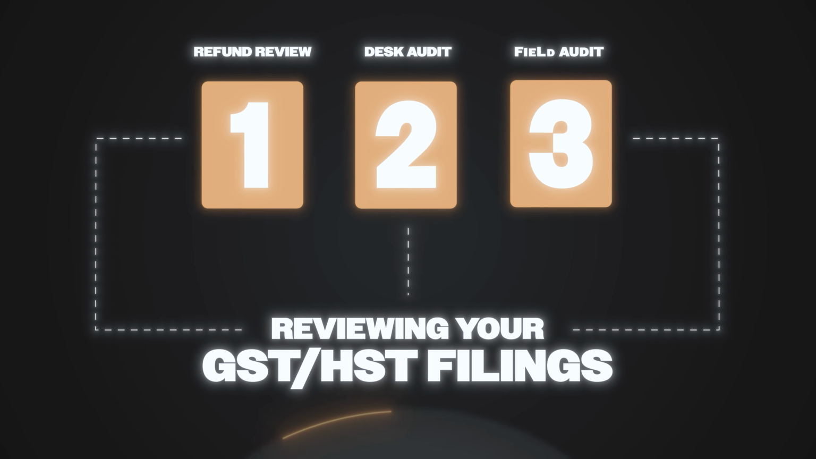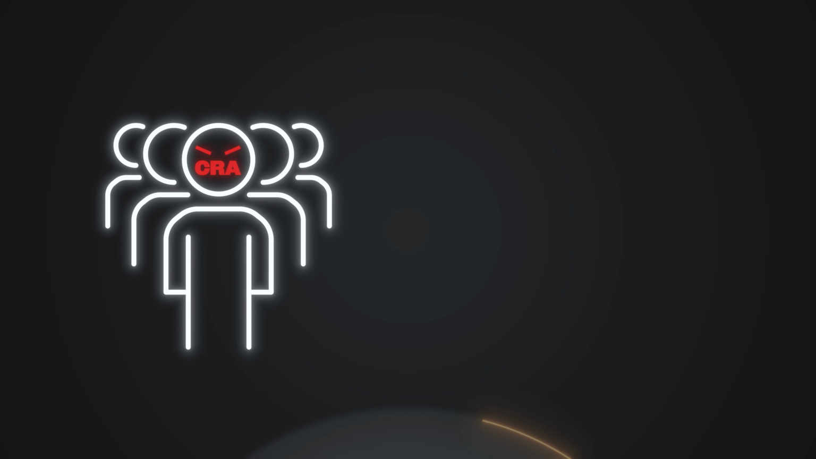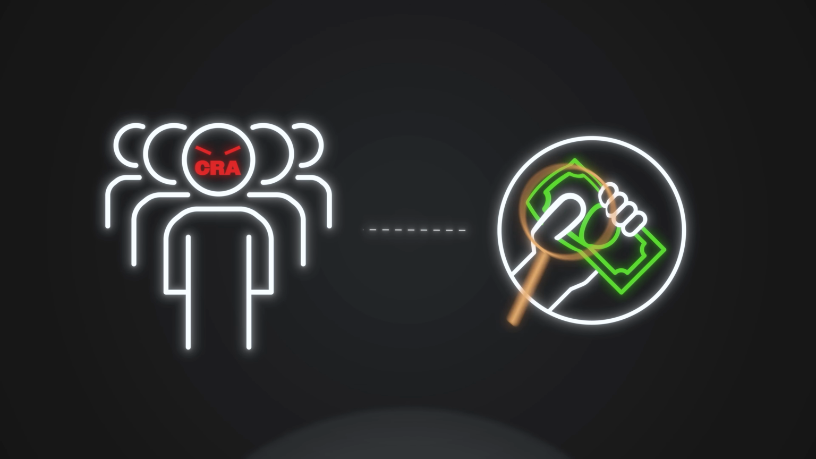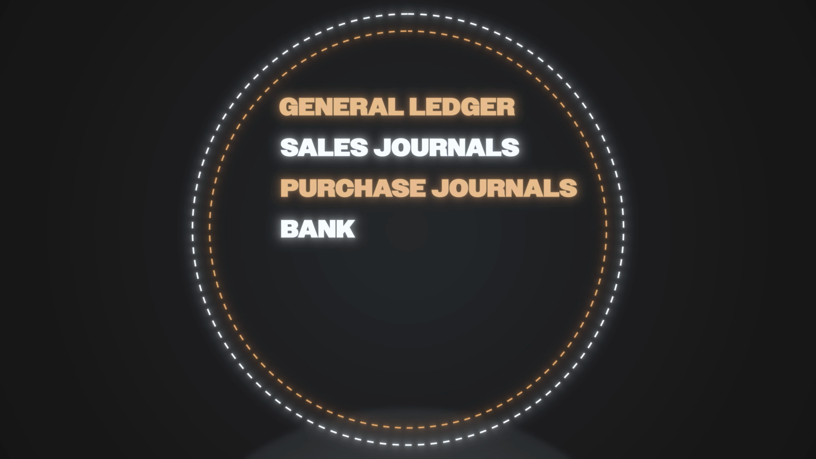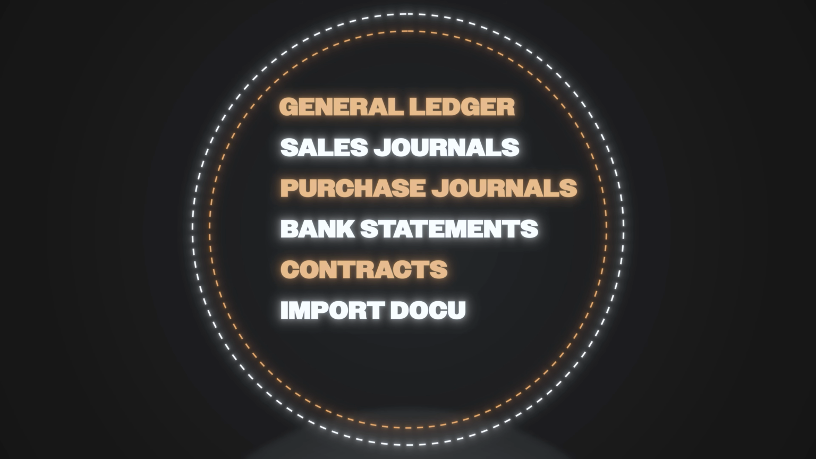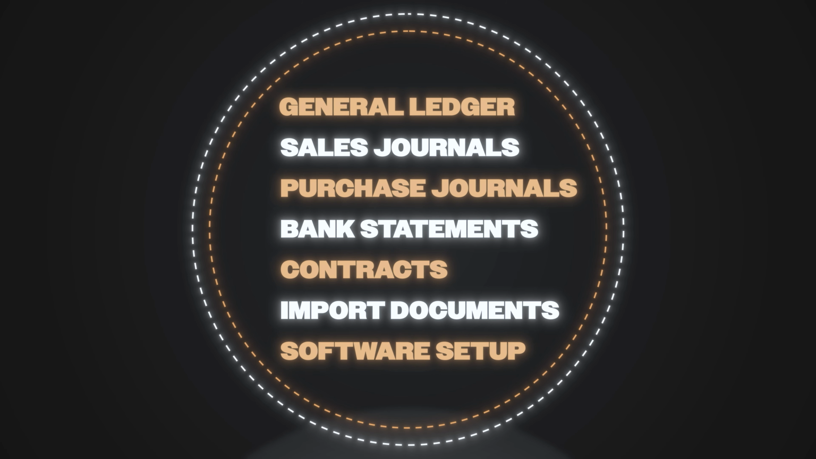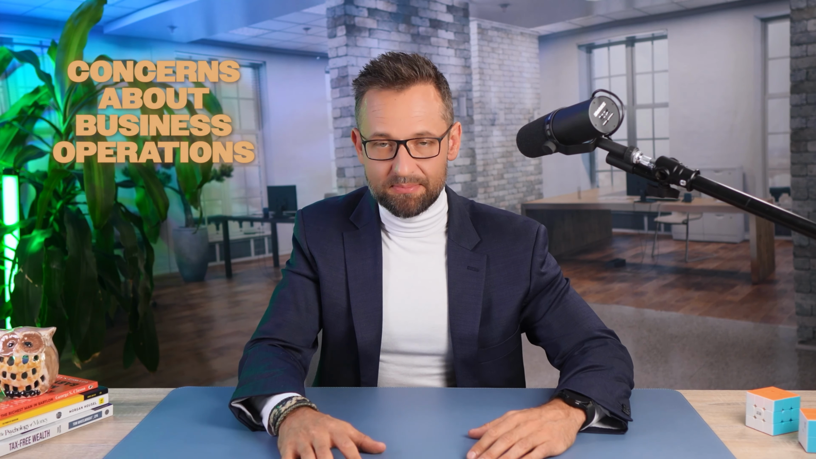Third is the field audit. This is the big one. CRA comes to your office, or does it virtually now, and goes through everything: general ledger, sales journal, purchase journals, bank statements, contracts, import documents, even your accounting software setup in some cases. Field audits usually happen when CRA has serious concerns about your business operations.